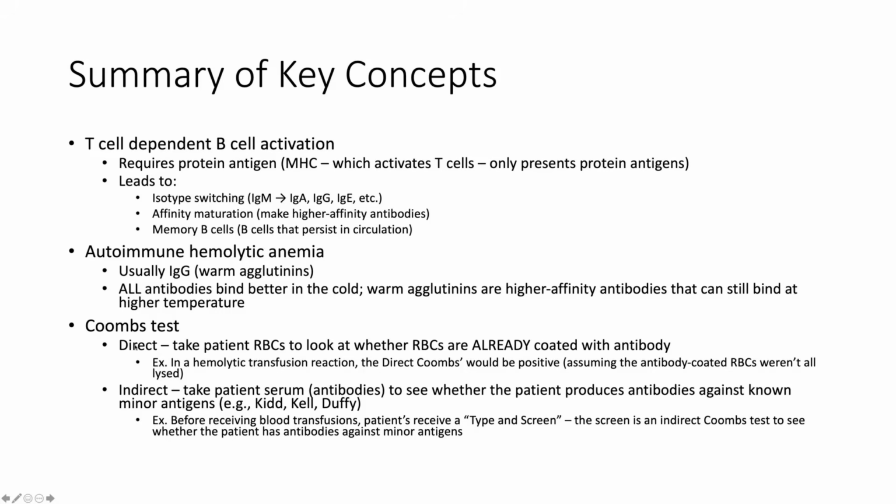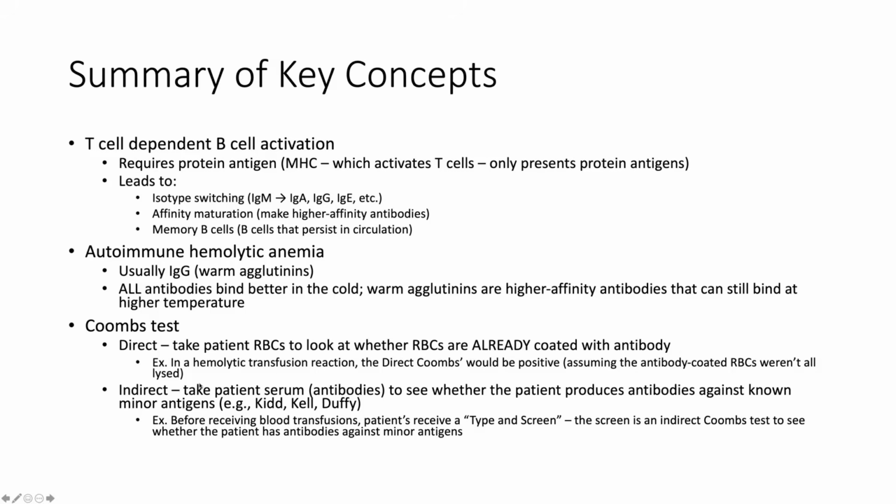So you have direct Coombs, where you take the patient's red blood cells and look at whether they've already been coated with antibodies. An example of this would be a hemolytic transfusion reaction like this. The direct Coombs would be positive. Technically, this isn't a hemolytic transfusion reaction, but it would be similar. In a hemolytic transfusion reaction, you give someone red blood cells and then they have some sort of reaction against those red blood cells. So that would be an HTR, hemolytic transfusion reaction. The direct Coombs would be positive because the RBCs would be coated with antibodies that you would take out of the patient.